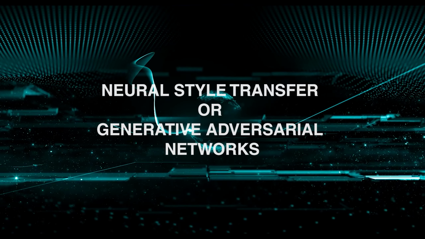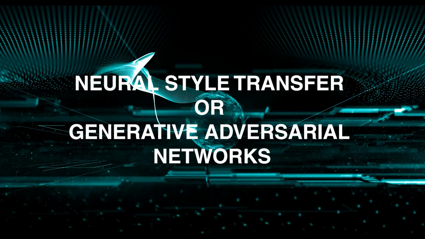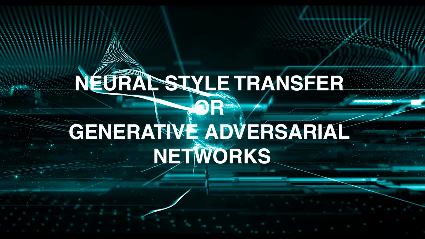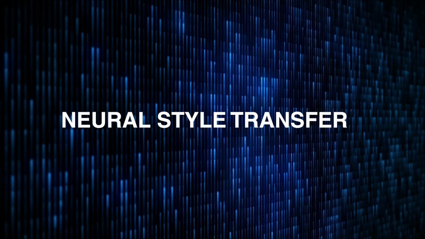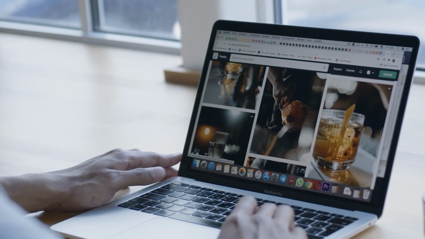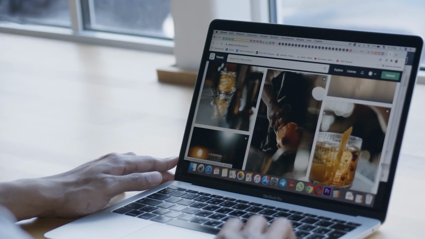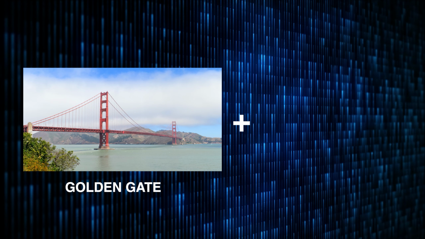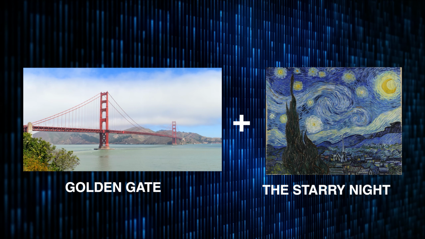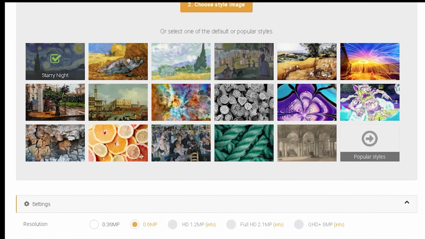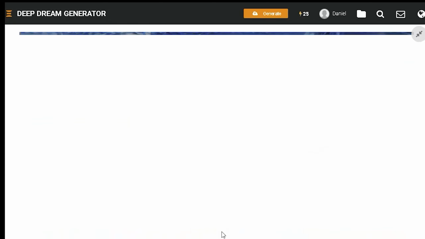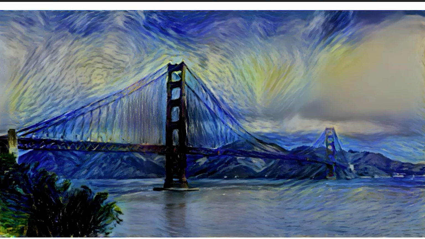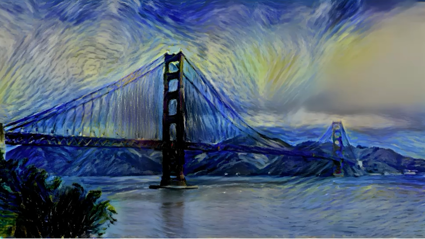AI-generated art usually refers to either neural style transfer or generative adversarial networks. Neural style transfer is an algorithm that applies the style of one or more existing images to an input image. So for example, the user has to choose an input image, let's say, a picture of the Golden Gate, and a style image, for example, The Starry Night by Vincent van Gogh. The final result is a mix of the first image and the second image's style. Their output, however, was not truly AI-generated art, since the user had to choose already existing images.